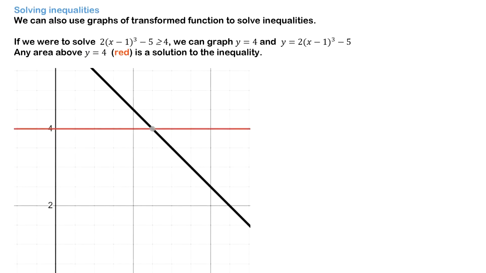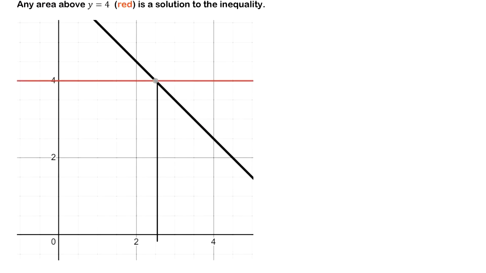Solving inequalities. We can also use graphs of transformed functions to solve inequalities. If we were to solve 2(x minus 1)^3 minus 5 is greater than or equal to 4, we can graph y equals 4, given by the red line, with the transformed function graph, and any area above y equals 4 is a solution to the inequality. So any x value less than or equal to 2.5 will give us the solution.